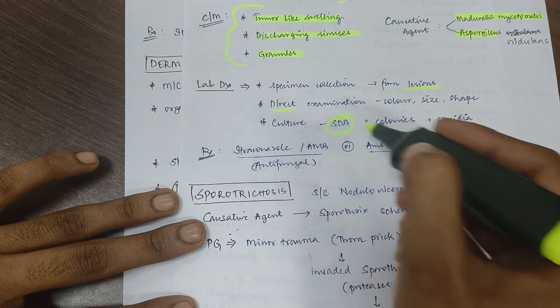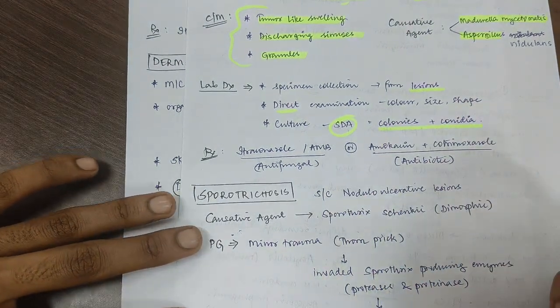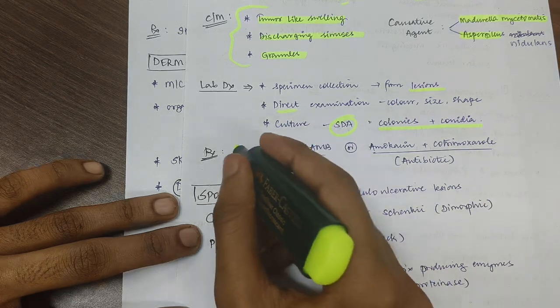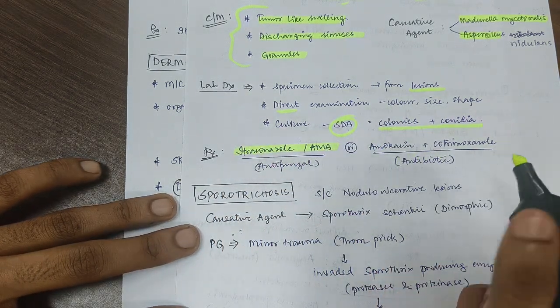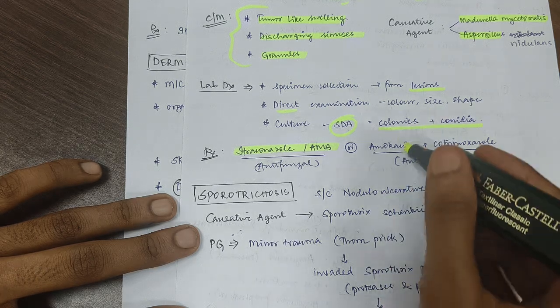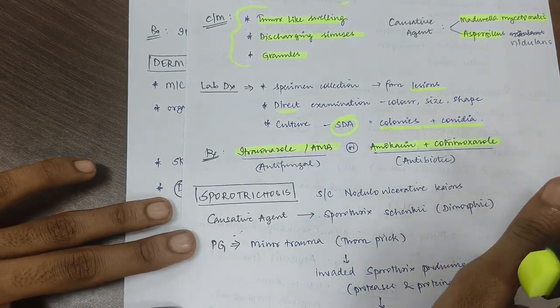So culture, you are going to do it on Sabouraud agar. You are going to see the colonies with conidia formation. Treatment of this particular mycetoma is itraconazole or amphotericin B, that is as an antifungal. If it is actinomycetoma, you are going to give amikacin plus cotrimoxazole. So okay.